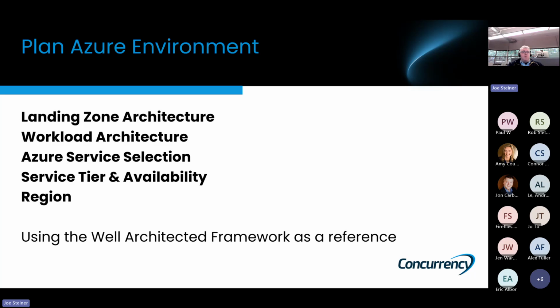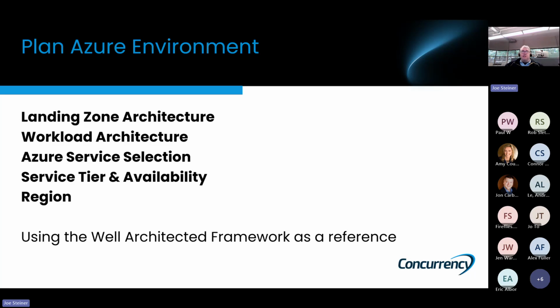In certain cases that could be, am I using a PaaS versus an IaaS approach towards, say, SQL, for instance? Where is that going to sit? Which would be dictated maybe by my cloud operations model, what are some of the other services that are going to be needed to support this application? Another layer down from that is, okay, what level of service tier do I need for that?